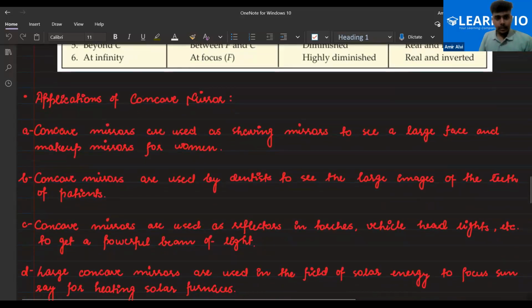Just give me a second. Let me give you a picture of it so that you can understand in a better manner. Where is the picture? So let me explain it on the board itself.